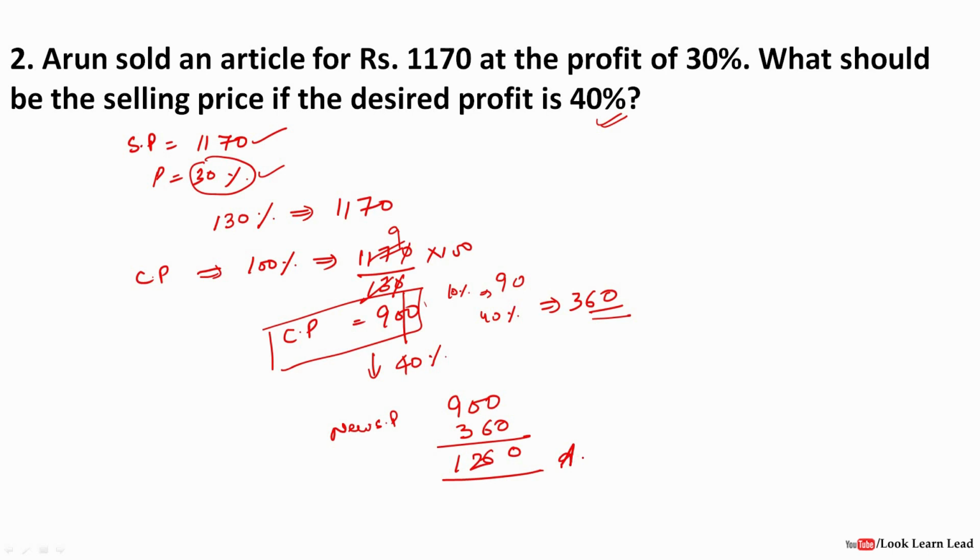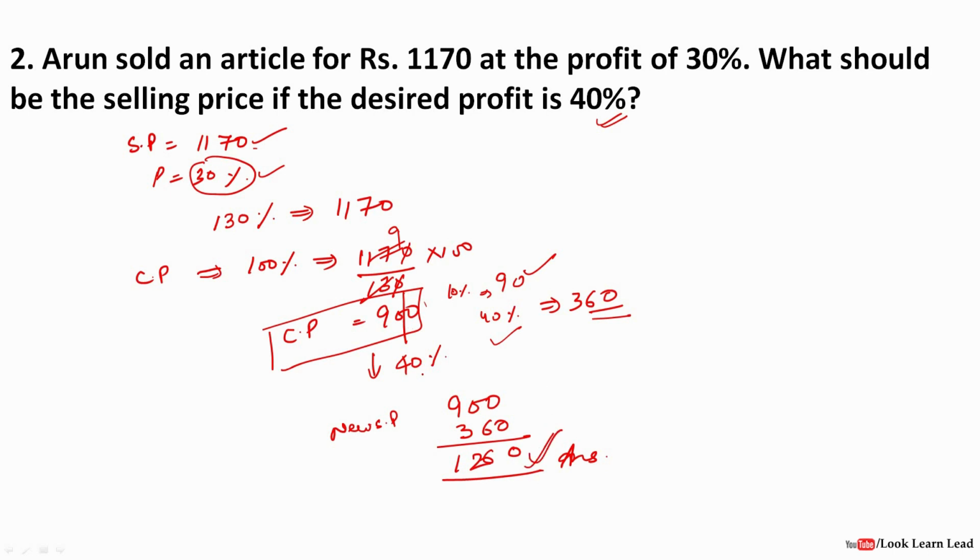So 1260 would be our answer. You can go through this question once again. We had a selling price, we had a profit. So we know that 130% is the amount given. 100% would be the cost price. So we now know the cost price, we now know the profit. When cost price and profit are known, we can easily find the selling price. So this is how we have done.